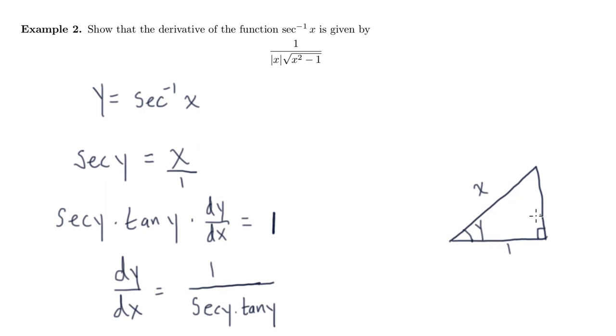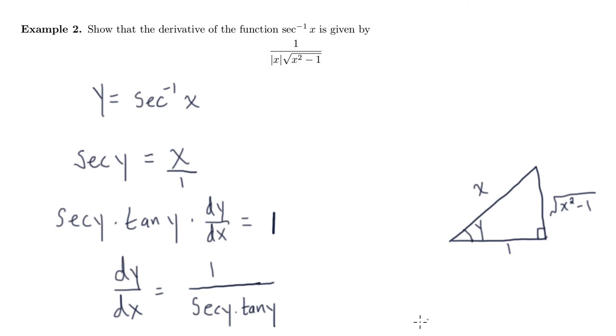Then we can use the Pythagorean theorem. This squared plus this squared should equal x squared. So in other words, the square root of x squared minus 1. And you can verify that 1 squared plus x squared minus 1 is x squared. So now we've filled out our triangle. We can figure out exactly what dy dx is.